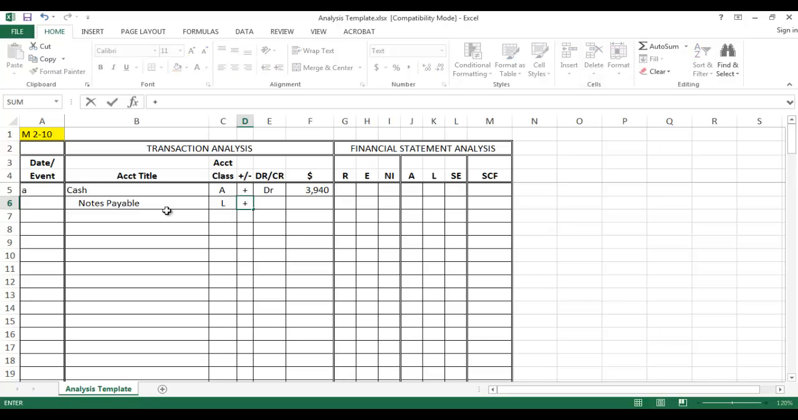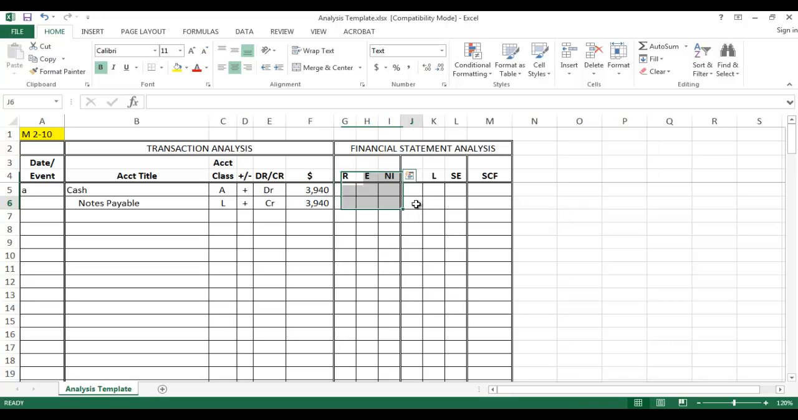Okay? And the way we can think of that is before this transaction, I owed the bank nothing. Right? Now I owe them $3,940. So my liability to them has increased. Liabilities are increased by a credit, and we have the same $3,940. Now if we think about our income statement accounts that I've just highlighted, there's no effect here from this transaction. I've only affected an asset account, cash, and a liability account, notes payable.